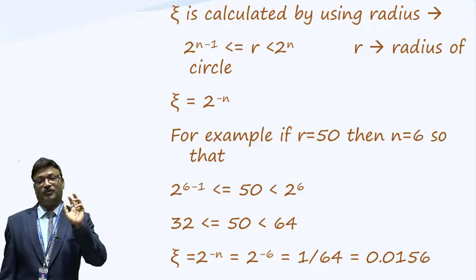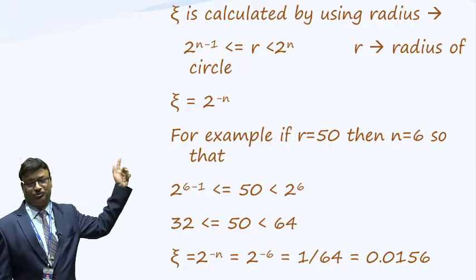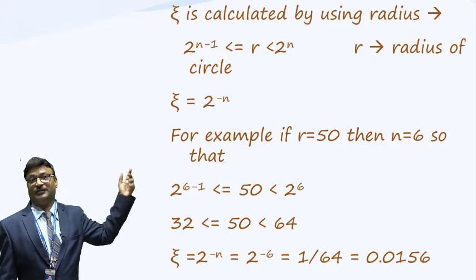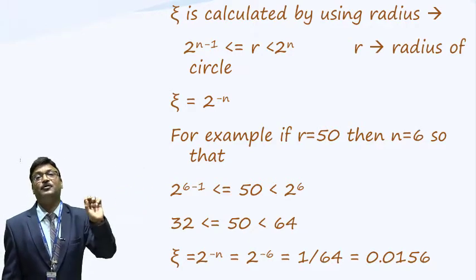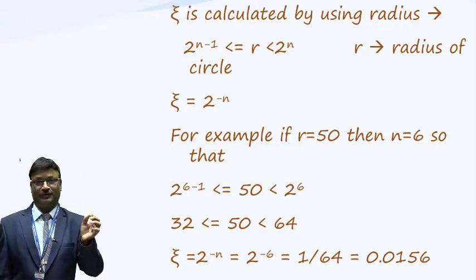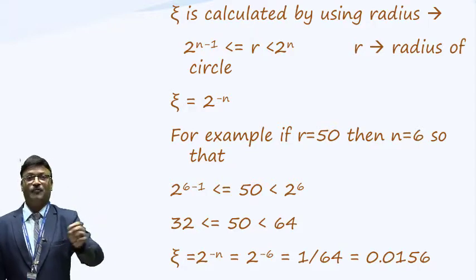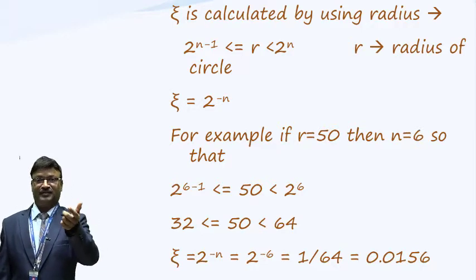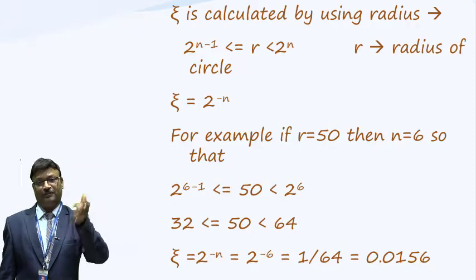So how can you calculate this epsilon value? Suppose I consider 2 raised to power n minus 1 less than or equal to r less than 2 raised to power n. This is the equation you have to consider here. Why this? Because I have only the input value r. From this r I have to calculate the epsilon value, and that epsilon value you have to add to your x increment and y increment. But how can we calculate it? Epsilon is equal to 2 raised to power minus n, and the n value you have to calculate using this equation.